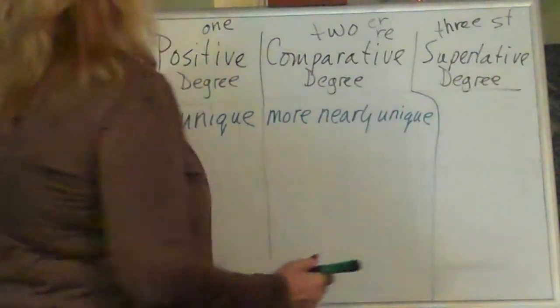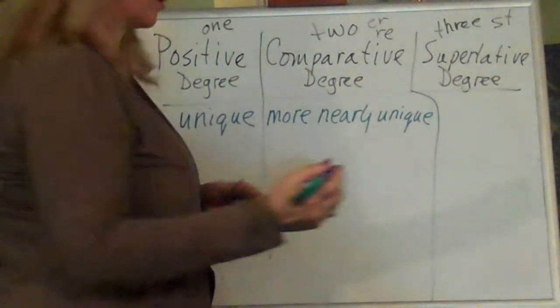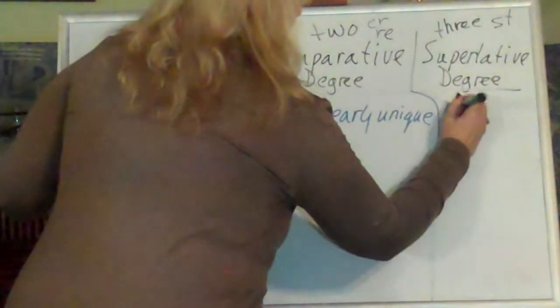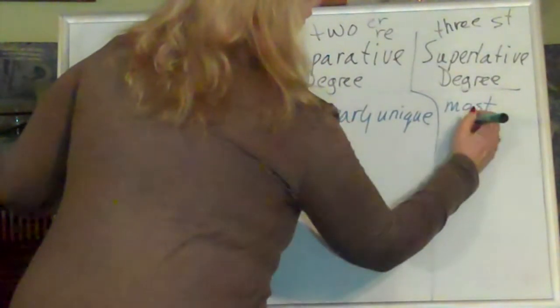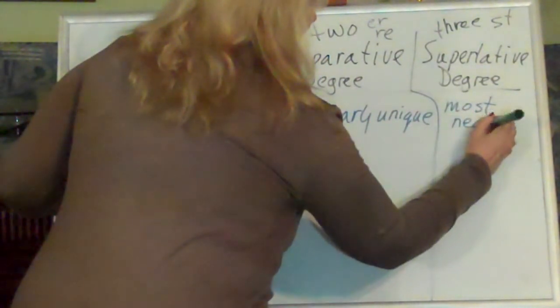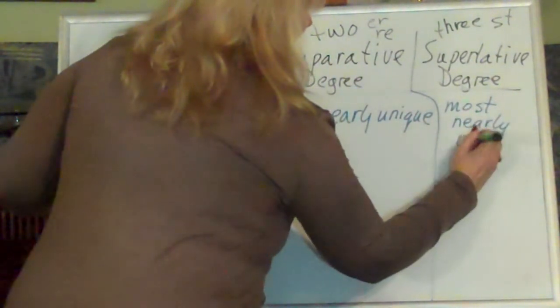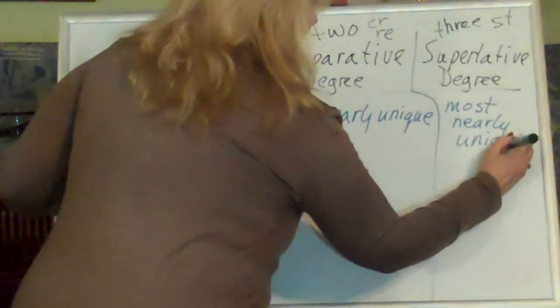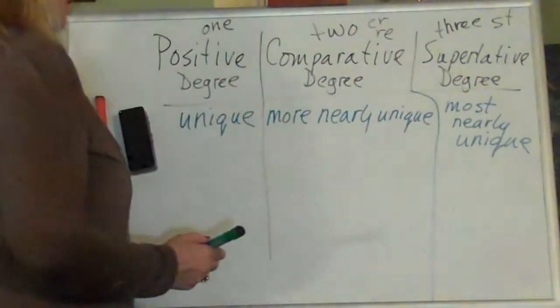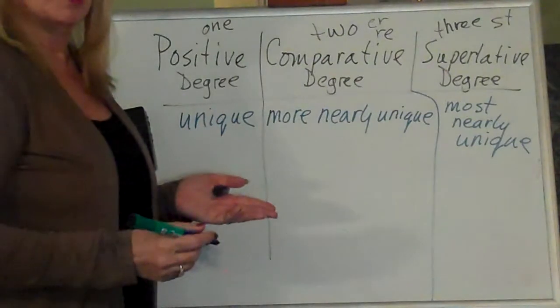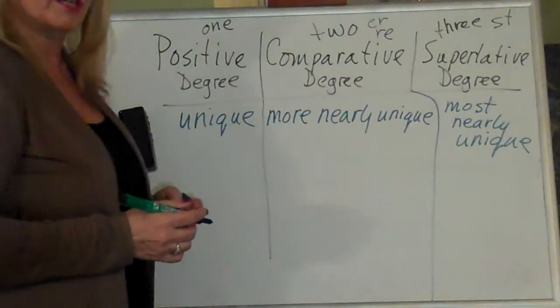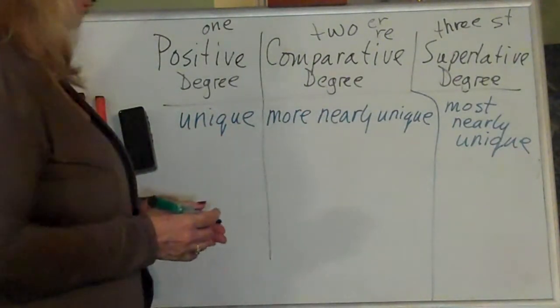And then of course if I'm doing three or more, it's going to be most. I can't fit this, so I'm going to have to write it like this: most nearly unique. The same thing is going to be true of the other ones that we have in the list of absolutes.